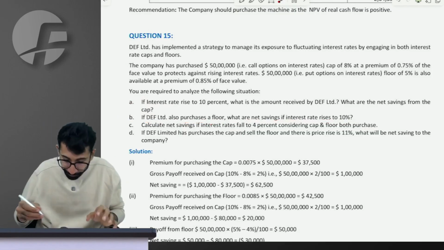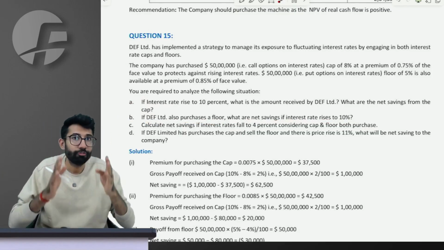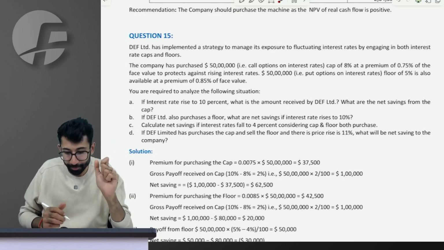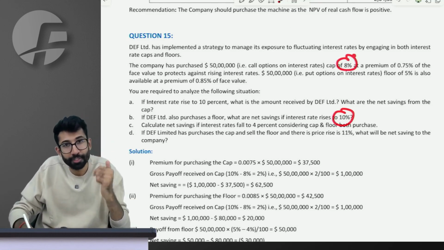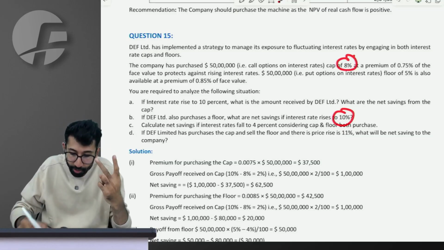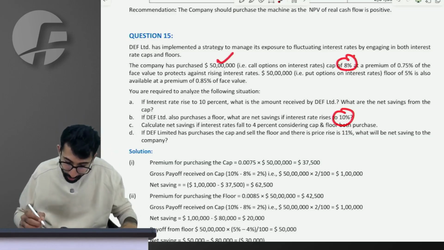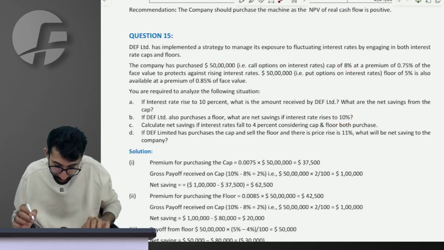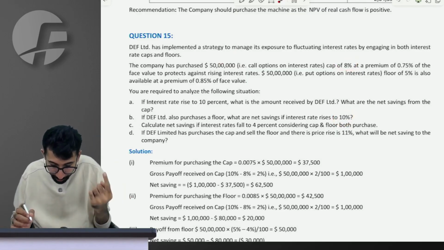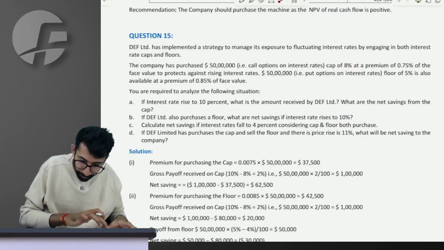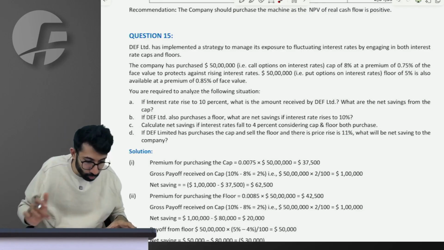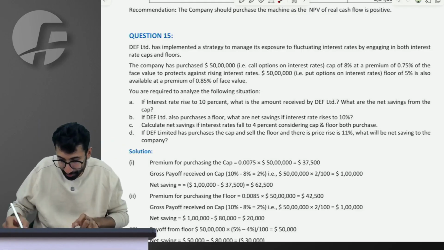Think common sense. Net saving is gross payoff minus premium on both of this cap and floor. Rate in the market is 10. I have an option to borrow at the rate of 8%. Will I exercise? Yes. How much is the advantage? 2% of 50 lakhs. Sir, how much is the time period? Have they anywhere specified? If no, we'll assume the time period to be 1 year. I don't see any time period, whether it is 3 months or what, right? So 50 lakhs multiplied by 2% is 1 lakh being the advantage.